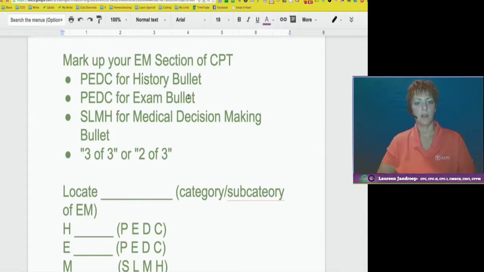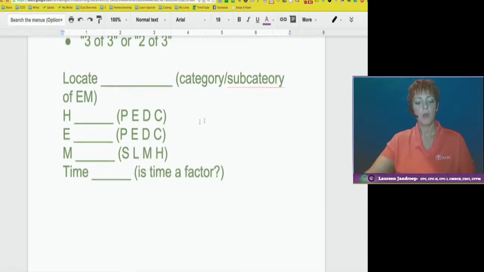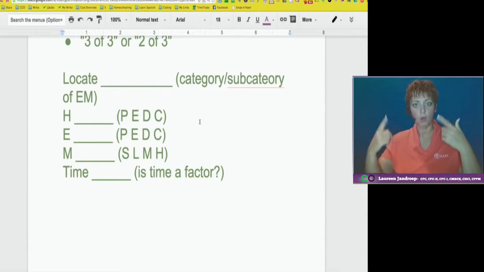And then the other notation that you want to make is whether or not the particular code is a 3 of 3 code or a 2 of 3 code. And I'm going to explain all this, so if you're scratching your head, just hang with me here. So my system, what I call it, is locate your HEM and time. It's a little rhyme that I teach my students, and I actually tell them on their exam booklets or in the real world, a scratch piece of paper, Post-it or whatever, write this down.